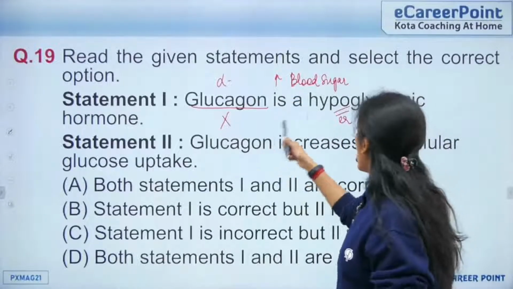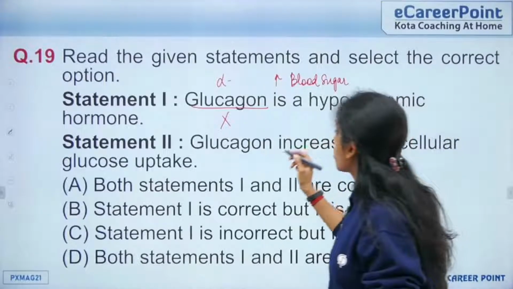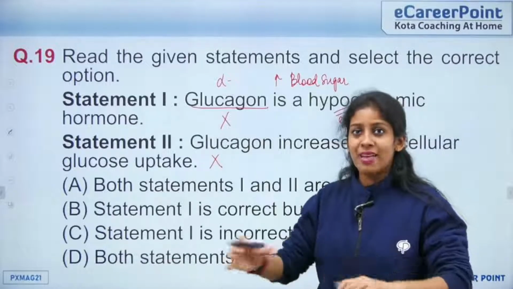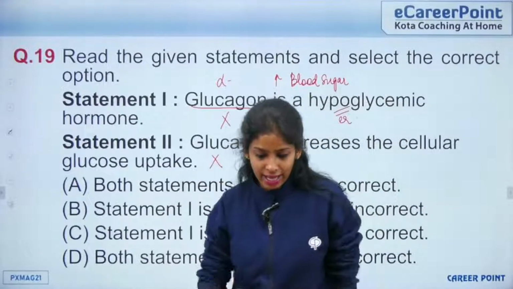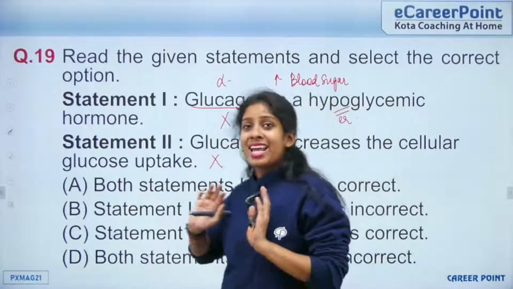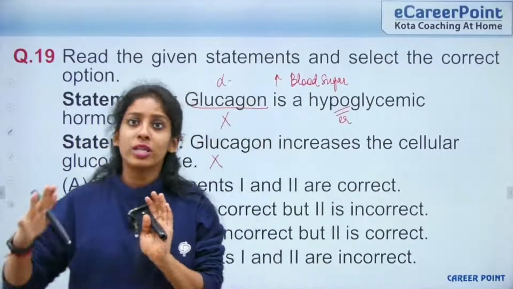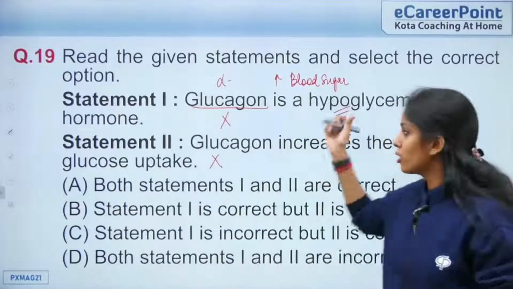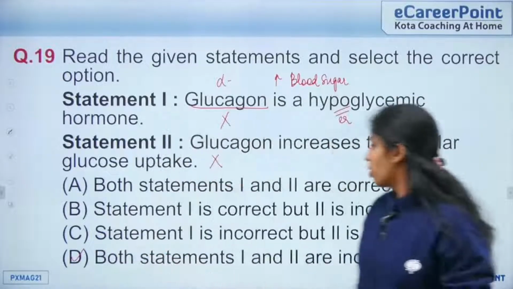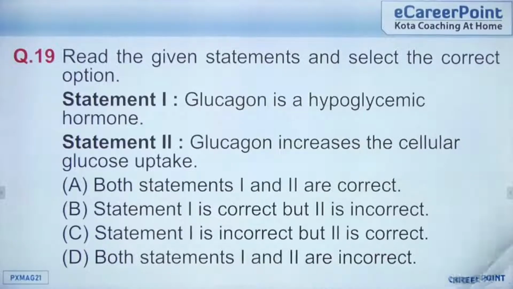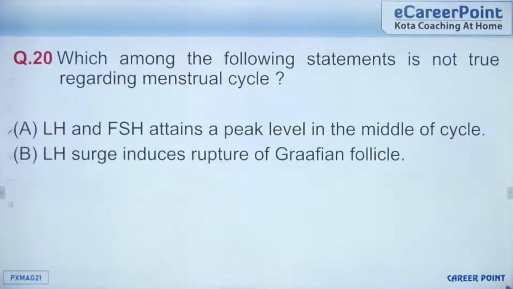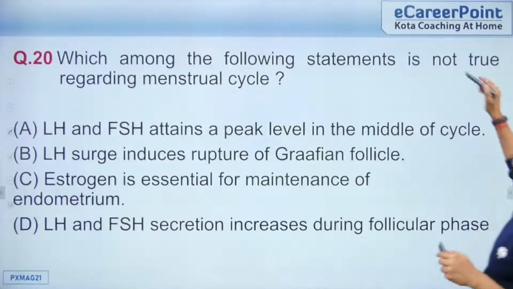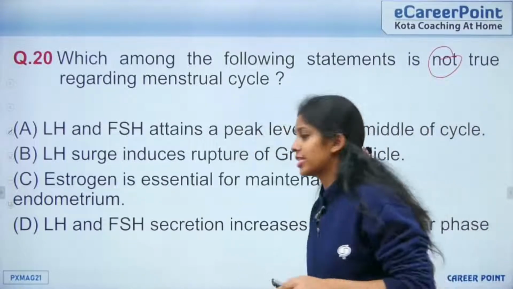Okay. Glucagon increases the cellular glucose uptake. No. If the cell takes up glucose, then the blood sugar level will not be high, right? So it inhibits the cellular uptake so that the sugar level is more in the blood. So here both the statements are incorrect. So both statement 1 and 2 are incorrect. This is your answer. So coming to question 20, which among the following statements is not true regarding the menstrual cycle?